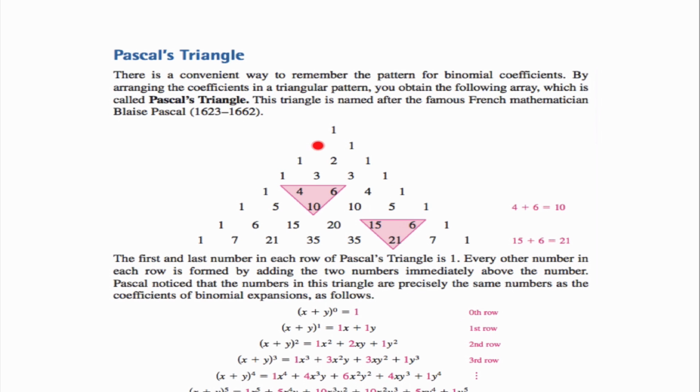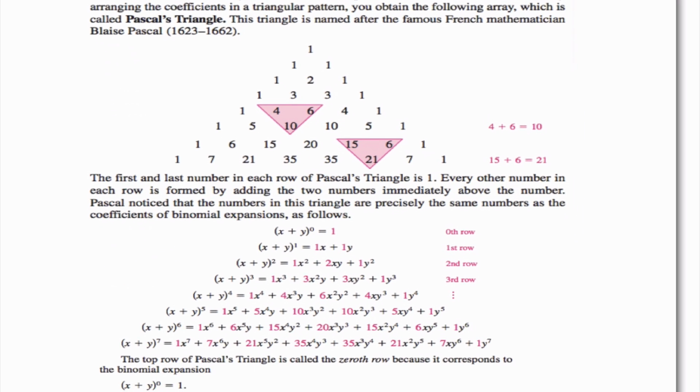Now 2, it's because 1 plus 1 is 2. 1 plus 2 is 3. 1 plus 2 is 3. 1 plus 3 is 4. 3 plus 3 is 6. 3 plus 1 is 4. 1 plus 4 is 5. 4 plus 6 is 10. 6 plus 4 is 10. 4 plus 1 is 5, and so forth.